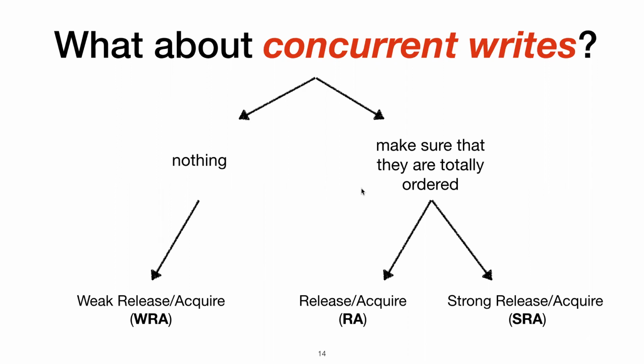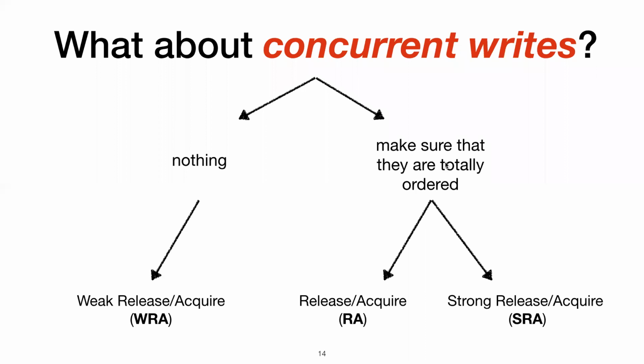So what can we do about it? One thing is to do nothing. Just have what I said so far and allow this oscillation 1, 2, 1, 2, 1, 2. We don't care. Maybe the algorithms we have work well also with this oscillation. They don't care that this may happen, even though it looks maybe strange from a sequential consistency point of view. This will lead us to what I call weak release acquire, WRA model.